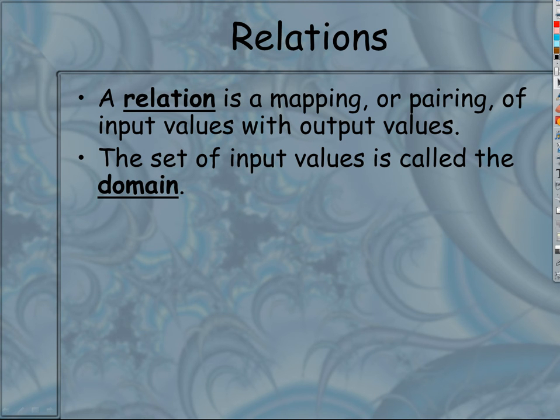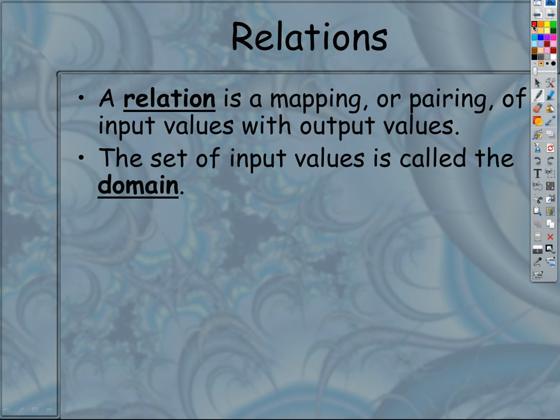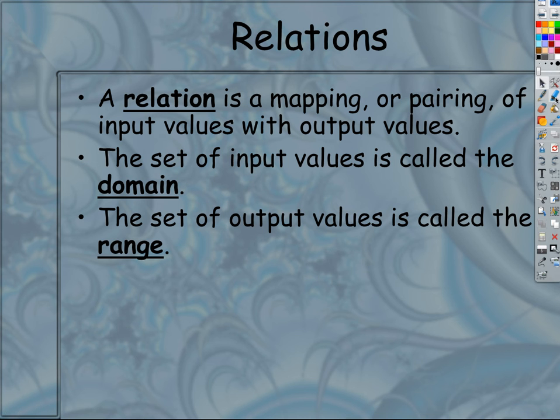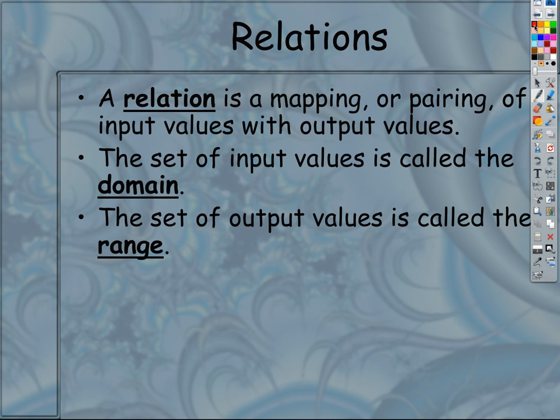The set of input values, the numbers that we're dumping into the machine, we call the domain. Okay, the domain is the set of inputs, set of x values. Now there's an easy way to remember how those all go together. The set of output values we call the range. Here's how you can remember that they go together. It's all alphabetical.